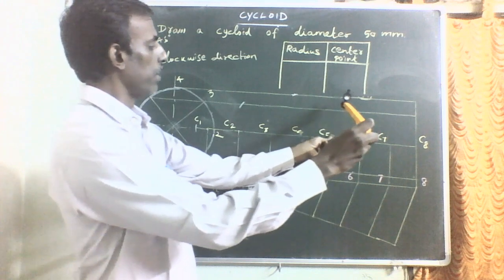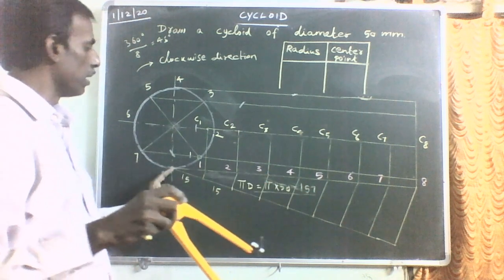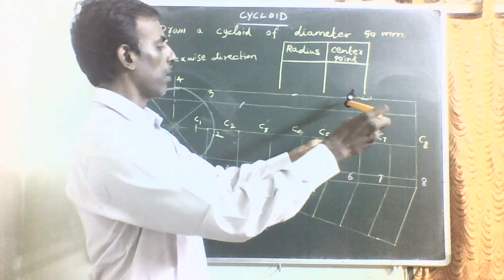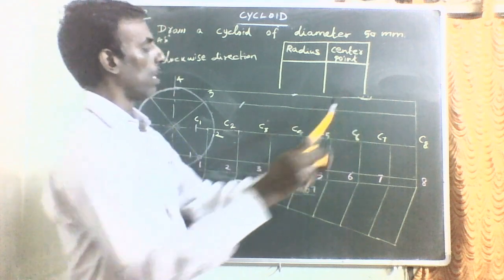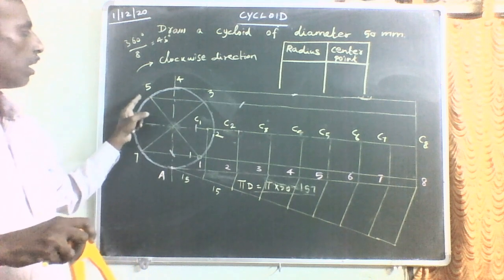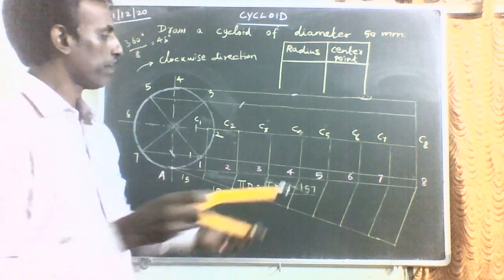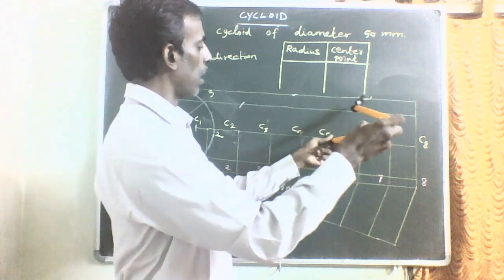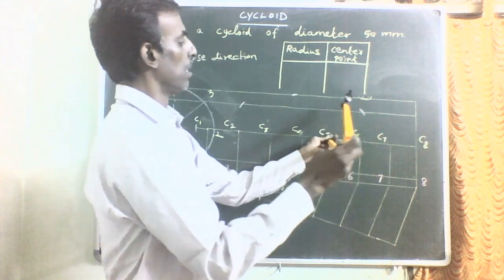Then center point will be C5. How much will be the radius? Radius will be equal to radius of the circle. The center point C5, on which line are you going to draw the arc? A lot of horizontal lines are available. When the center point is C5, you have to draw the arc on the horizontal line passing through division point 5. After the fourth division, you have to draw the arc on the right side, not at the left side.